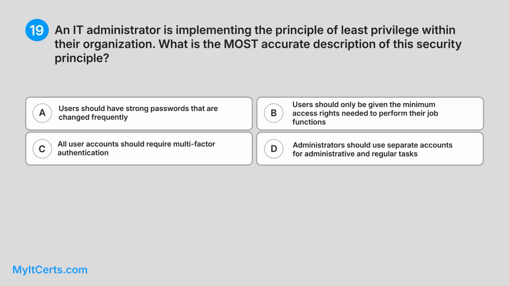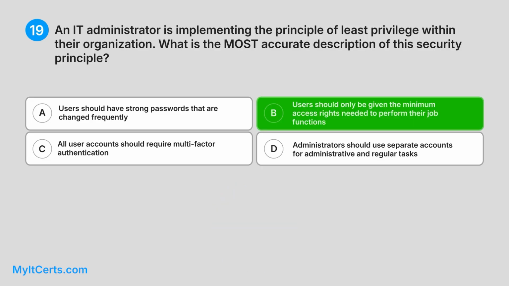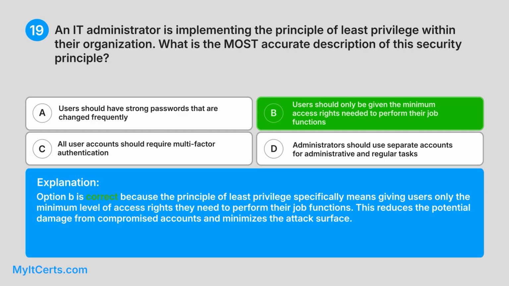Correct answer. B. Users should only be given the minimum access rights needed to perform their job functions. Explanation. Option B is correct because the principle of least privilege specifically means giving users only the minimum level of access rights they need to perform their job functions. This reduces the potential damage from compromised accounts and minimizes the attack surface.